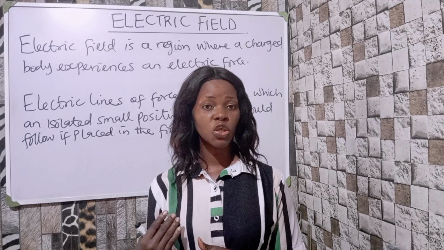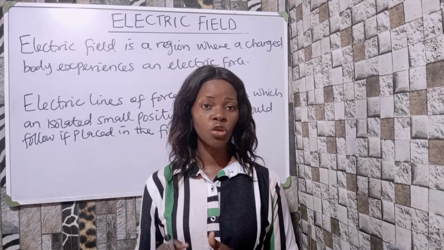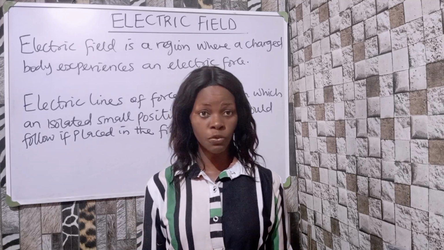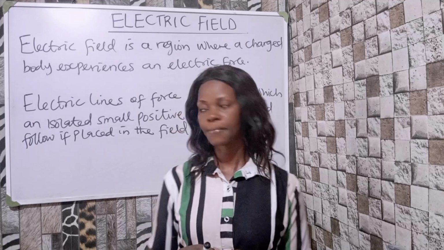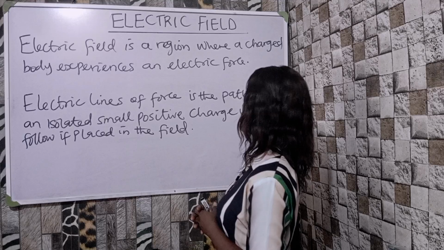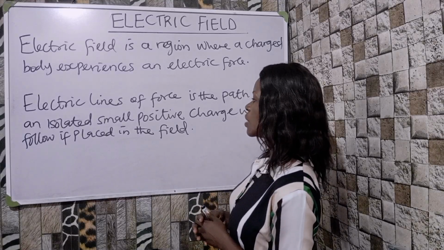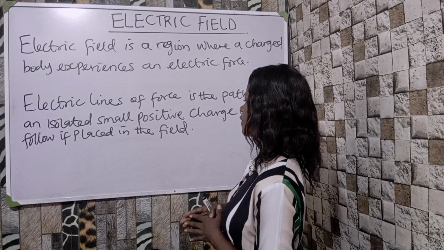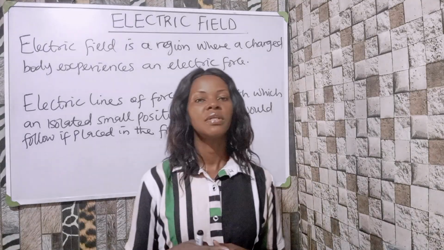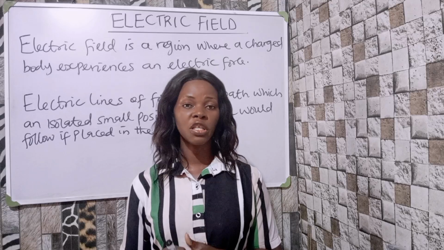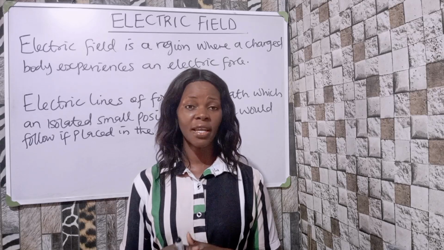And before we go into this electric field, we need to know what electric lines of force are, and how these lines of force move when they are together. Electric lines of force is a path which an isolated small positive charge would follow if placed in the field. The path which this isolated positive charge will follow if placed in the field is said to be the electric lines of force.